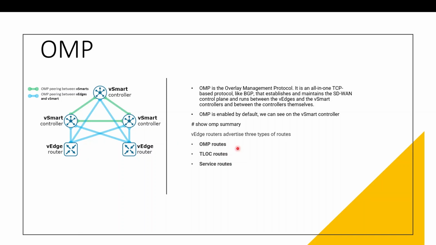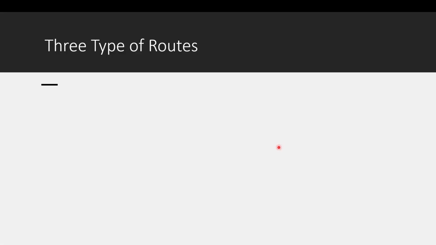Next is vEdge router advertisements. There are three types of routes we can say: one is the OMP routes, TLOC routes, and service routes. Mostly the OMP routes and TLOC routes are very important. Let's discuss the OMP routes. OMP routes are also referred to as vRoutes. So if someone tells you it's a vRoute, it means it's an OMP route.